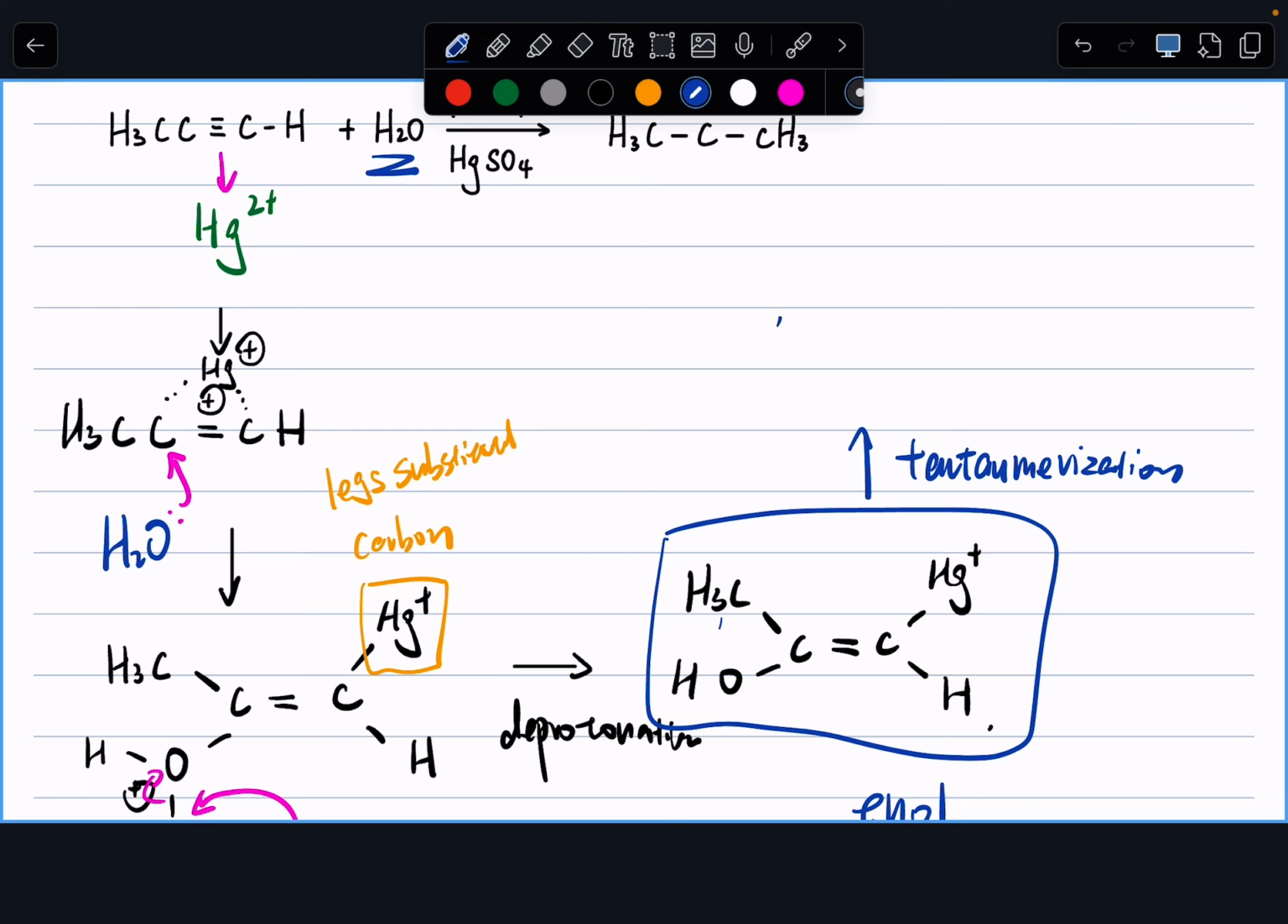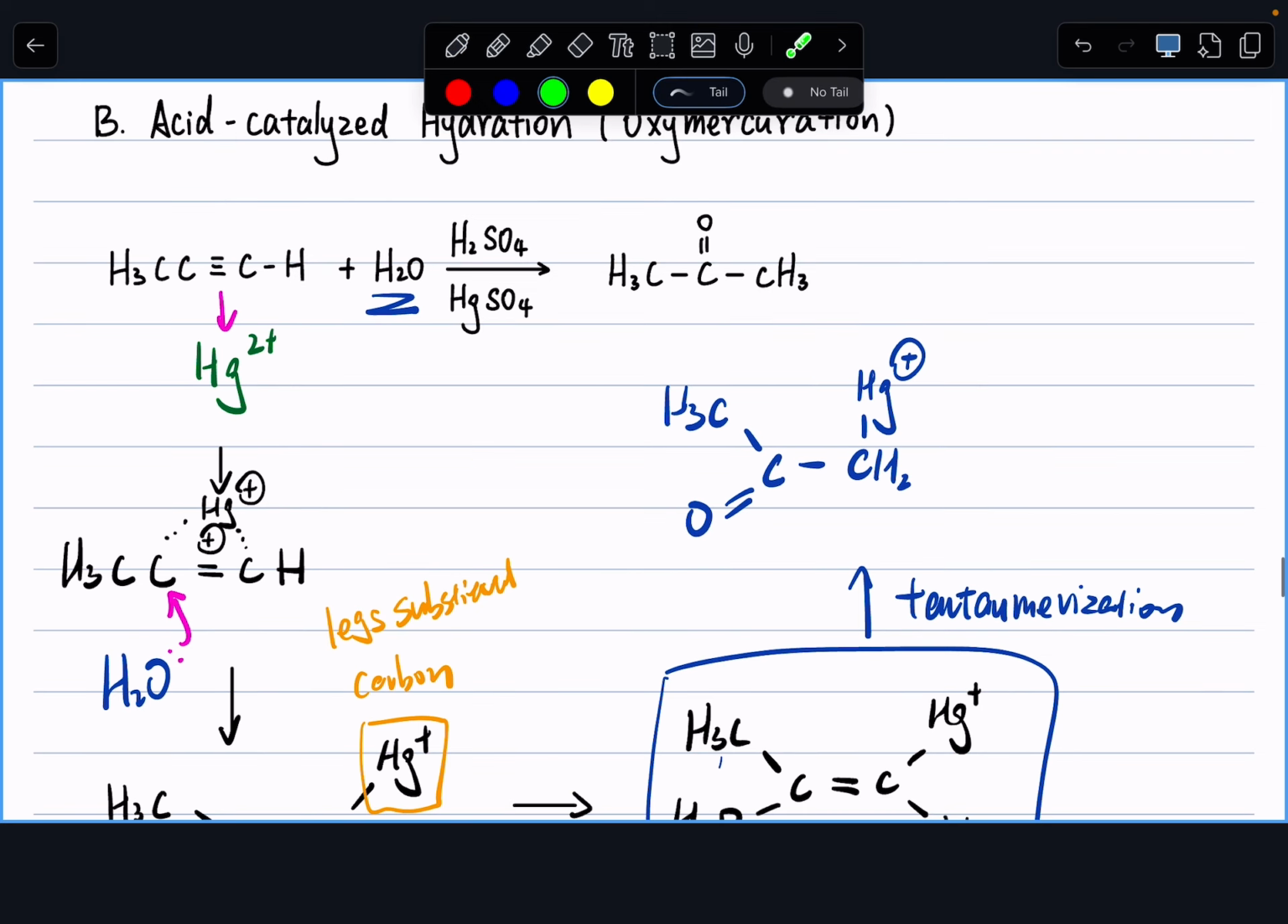So in this case, we'll be forming the carbonyl, oxygen, CH3, CH2, Hg plus. I did not write out the full tautomerization mechanism, but you can find that tautomerization mechanism under acidic condition in our previous slide. And then from here, the next step, we're going to lose my Hg plus.